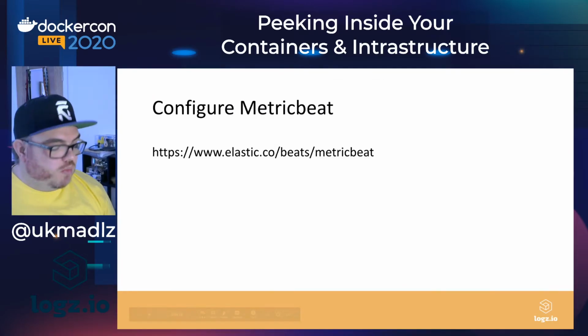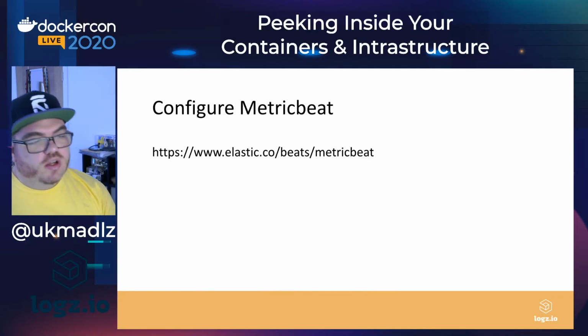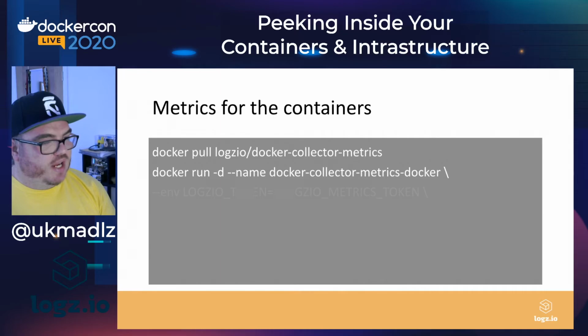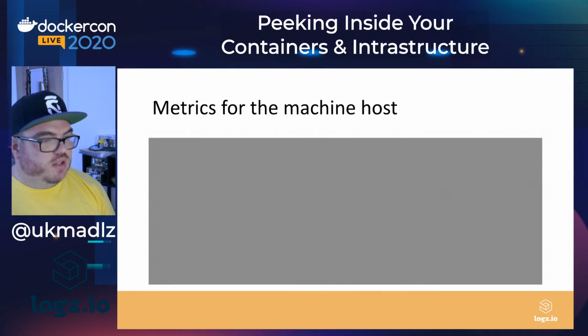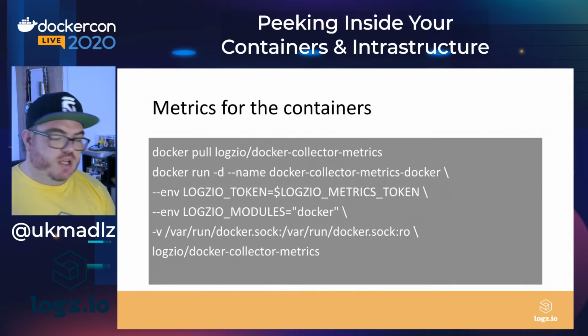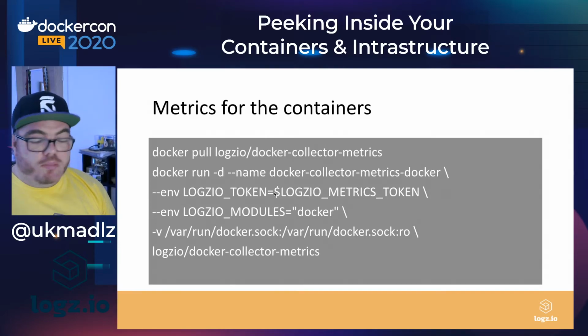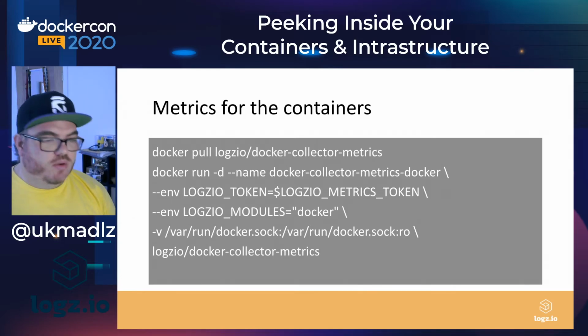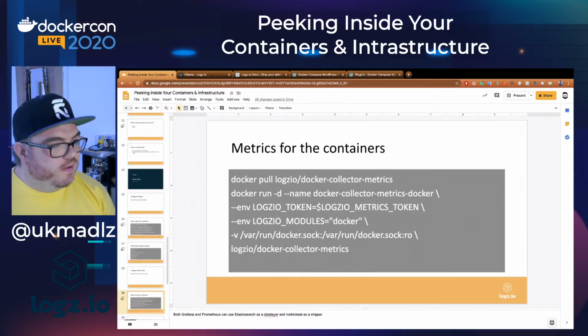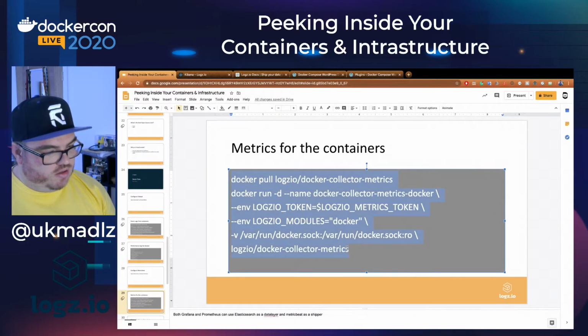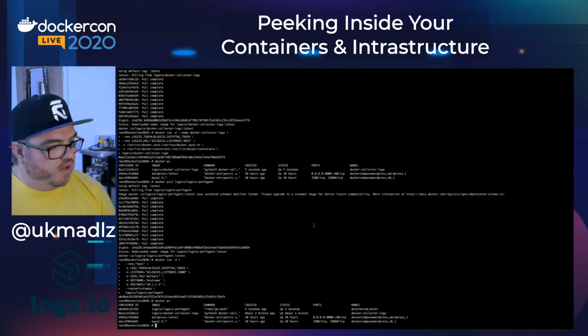Now, what about metrics? Well, we could configure Metricbeat. We could put this inside of the container itself, once again, or we could put it on the host and read off from there. But once again, we have the easy option, which is the metrics collector built by us. So we provide it our metrics token. Now, metrics inside of Logz.io are under a separate sub account of your primary account, just so that you can keep your logging information and your metric information separate, just to make life a little easier. So we'll grab that and we'll run that over here too.